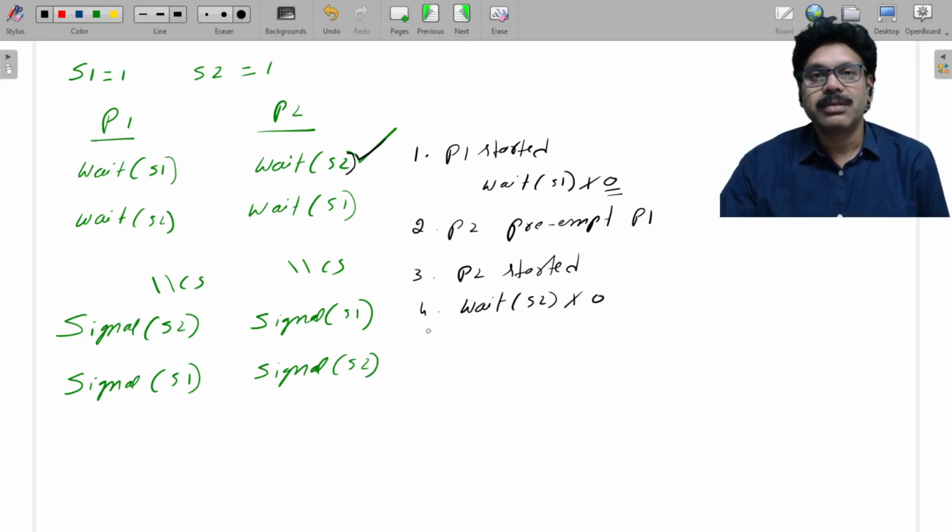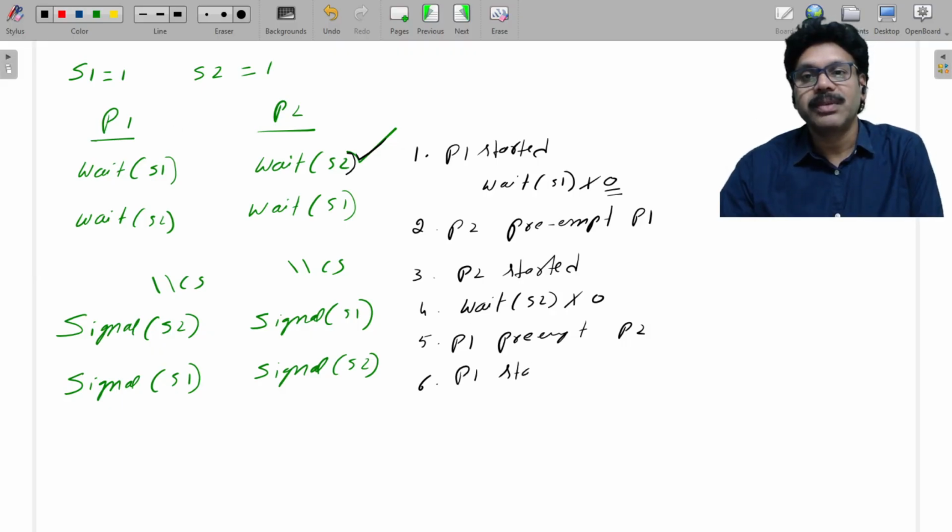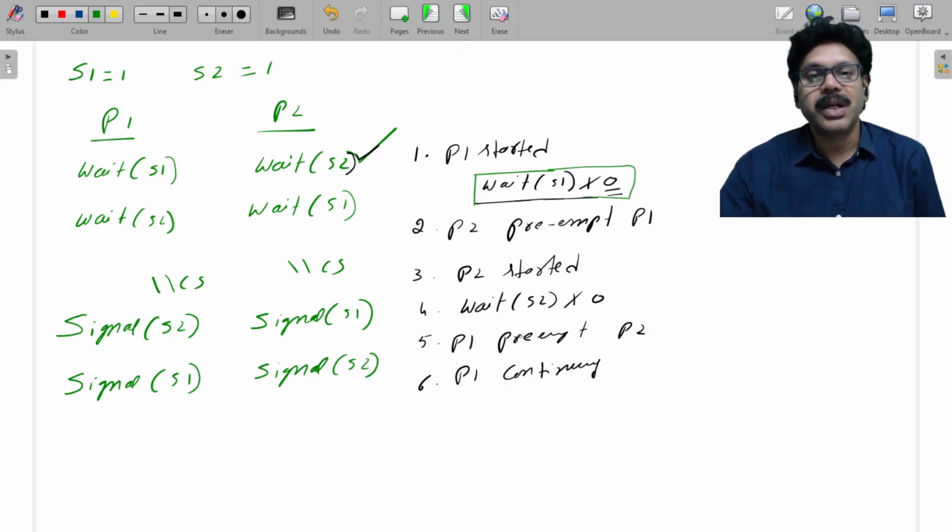Then after that, please observe. P1 preempts P2. See the magic. P1 preempts P2. This time who will get the chance? Obviously P1. P1 is continuing. It's not started, already it is started. P1 continues from where it was paused. Exactly here it is paused. This is the line where you see that P1 got paused by P2 because it is preempted. So P1 continues from the next line.